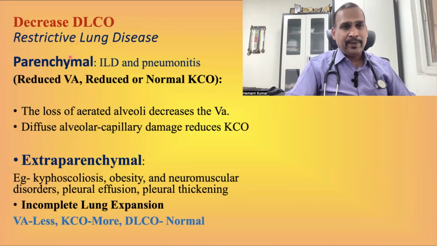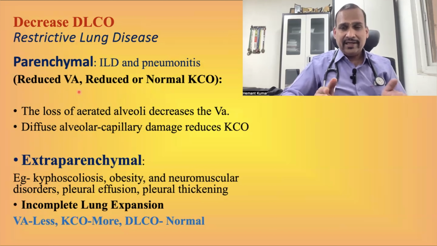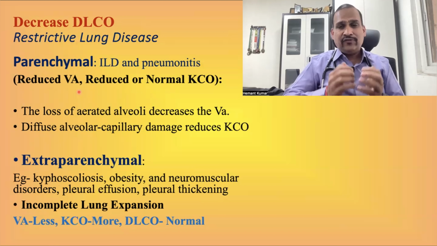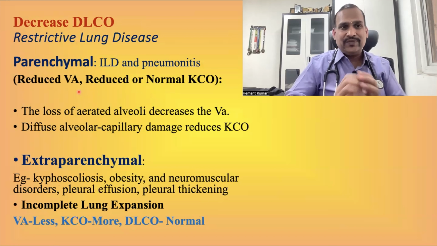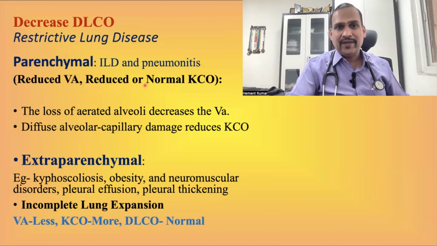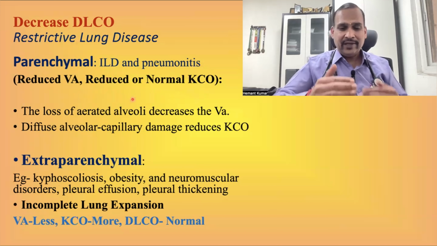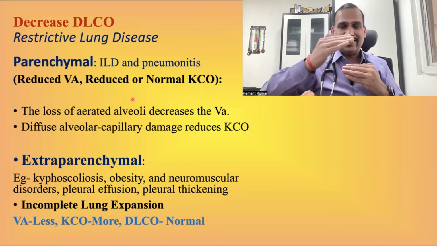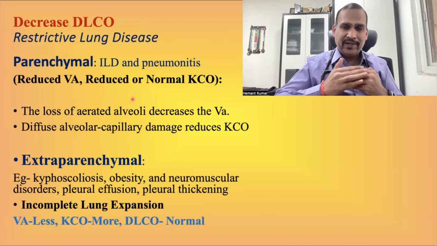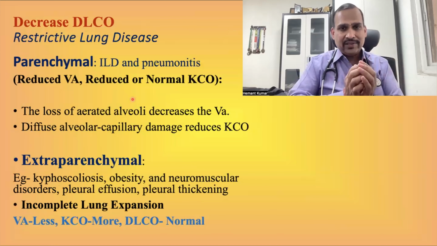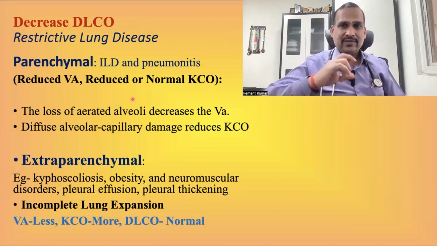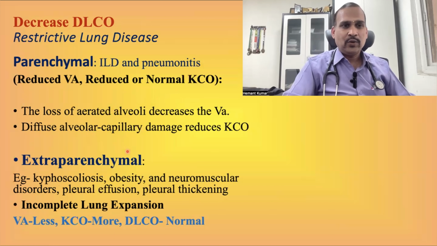So restrictive lung disease, parenchymal restrictive lung disease like ILD, pneumonitis. In this ILD, what happens? Lungs get fibrosed. So fibrosis causes reduction in lung volume, so reduction in VA. KCO could be normal or reduced. Normal KCO is most common, but it is reduced when alveolo-capillary membrane thickness increases, for example in IPF. In IPF, VA is reduced because of fibrosis and the membrane also thickens, so it will reduce KCO. So in parenchymal restrictive lung disease, VA will be reduced, KCO could be normal or reduced.